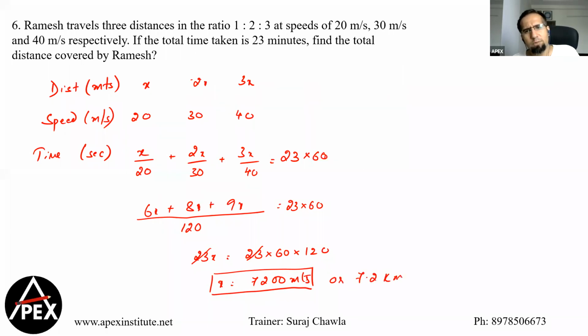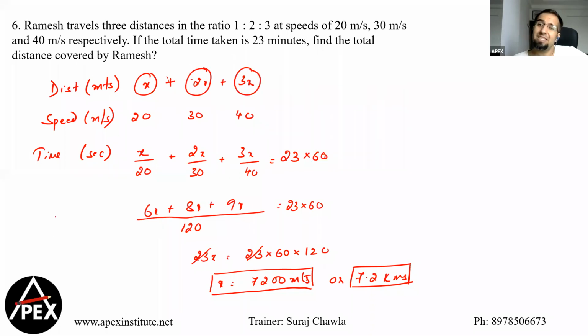Now, not your fault guys, because right from our childhood we have been calculating the value of x. Now read the question statement once again guys. The question says find the total distance covered by Ramesh. What is the total distance covered, x or something else? The first part is covering x. The second part is covering 2x and the third part is covering 3x.